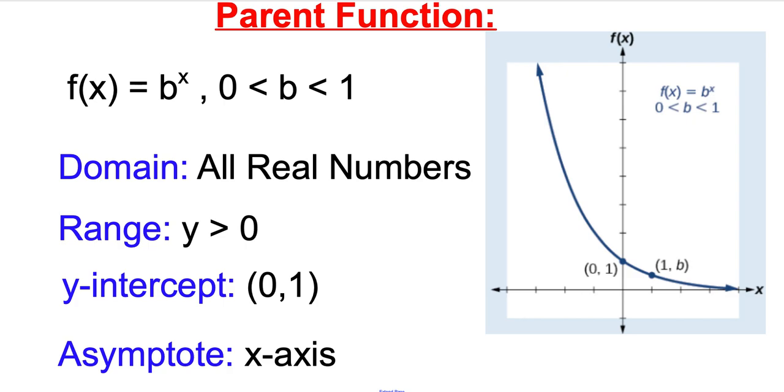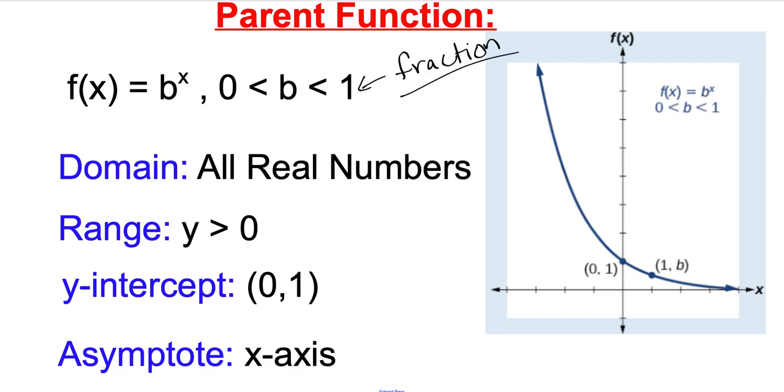Okay? Domain and range is the same still. Y is greater than 0 for range, domain is all real numbers. And now this is what's different. So B is between 0 and 1, which means it's going to be a decimal or a fraction. Okay? So that is what you're looking for. So a fraction is less than 1.